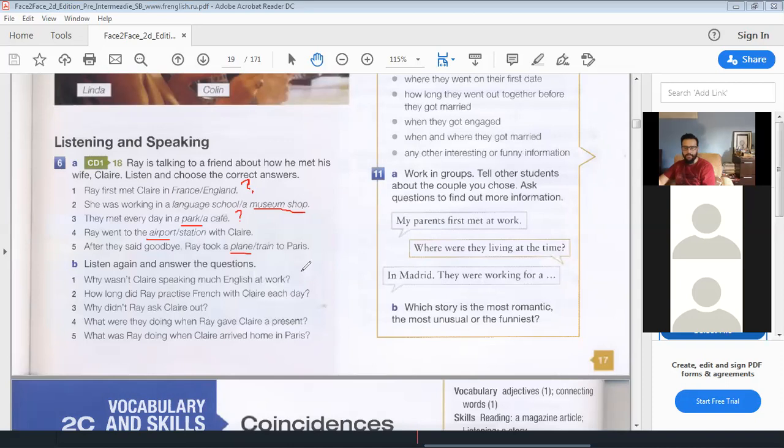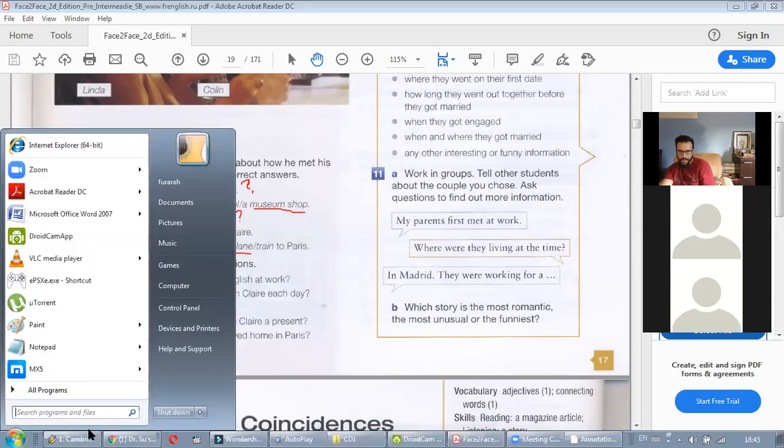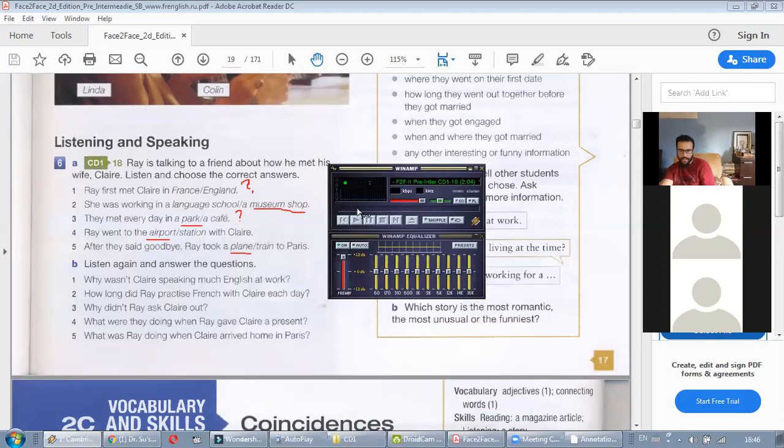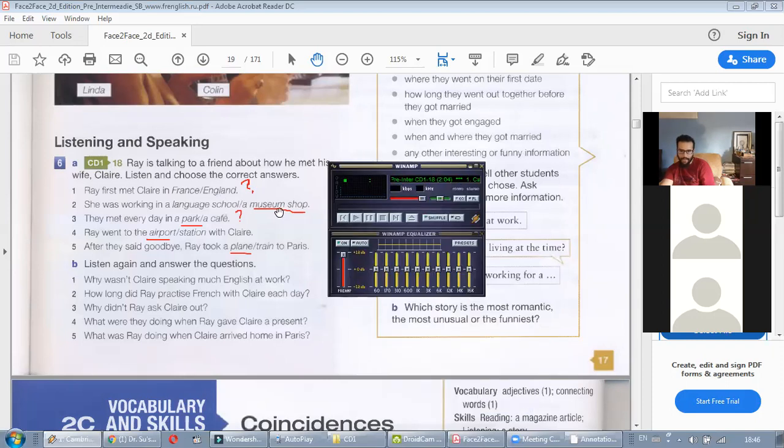Maybe we want to hear again to know the answers to these questions. All right, so let's listen again. Let's listen to the listening track one more time. And let's find out. Now, pay attention, even to the ones we answered, just to check them. Track 18.